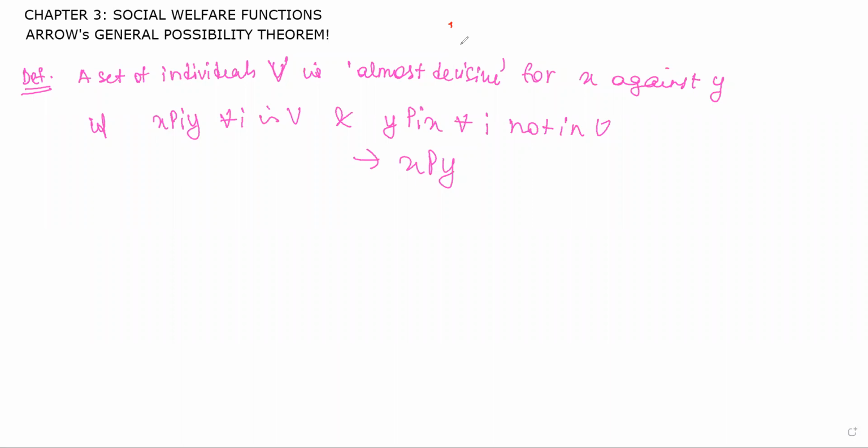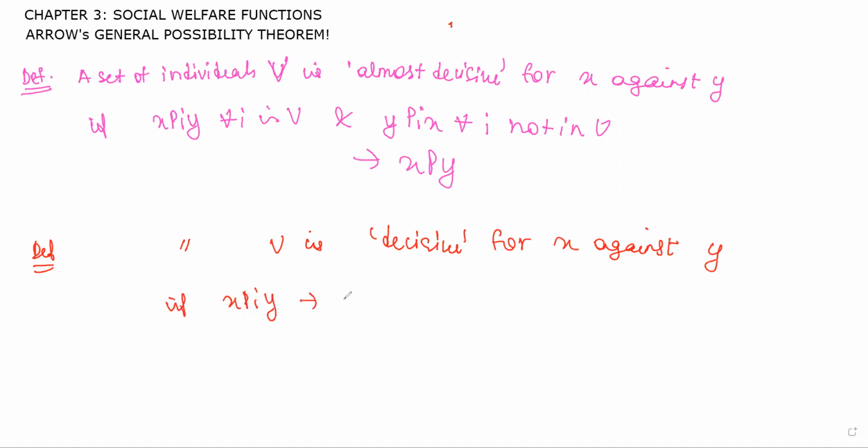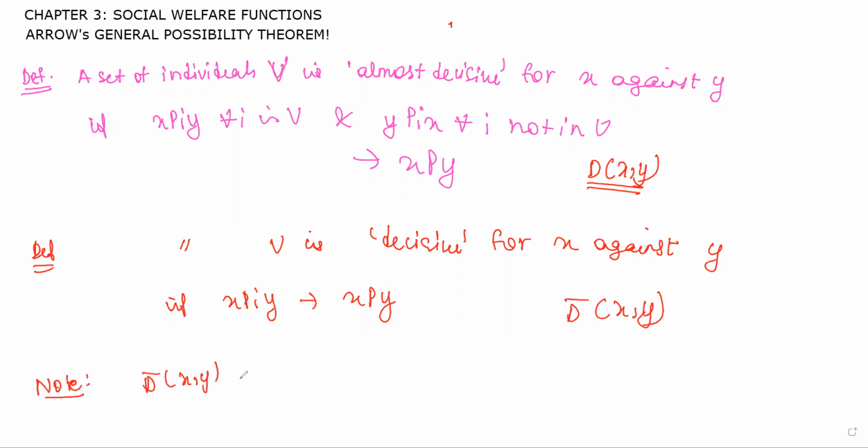V, the set of individuals, could be one individual as well, will be called almost decisive. The second definition is the same. V is decisive for X against Y. Mind you, this is specific to X and Y. For some W and Z, this may not be true. If X P_i Y implies X P Y. This is denoted by D(x,y), and this is denoted by D-bar(x,y). And the note of importance here is that D-bar(x,y) implies D(x,y).